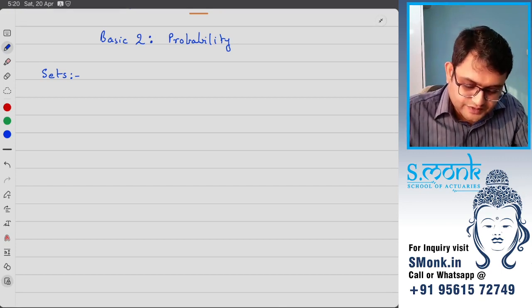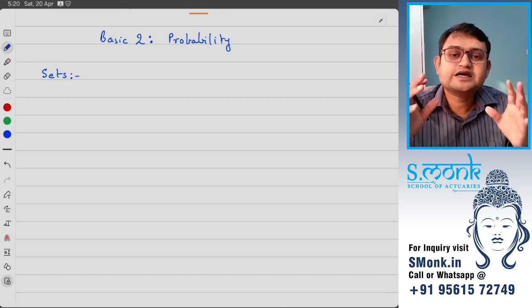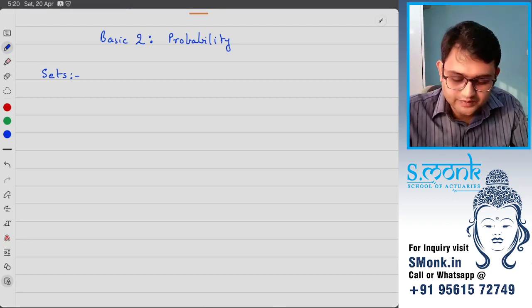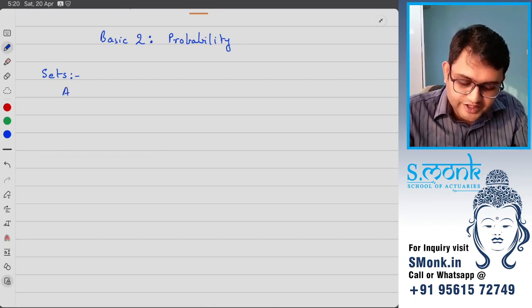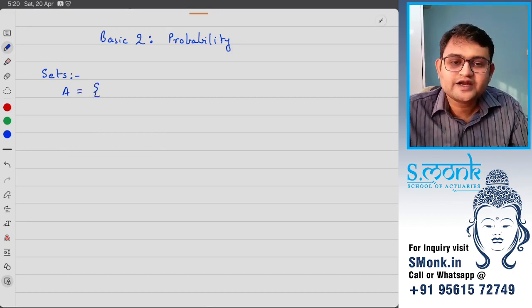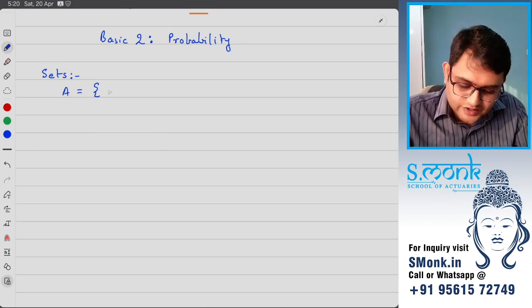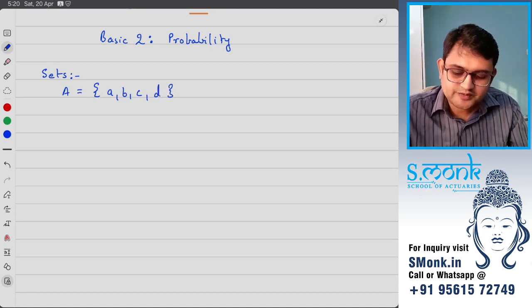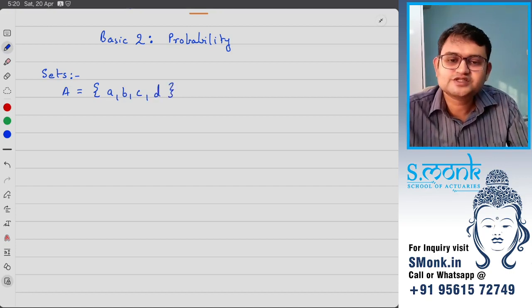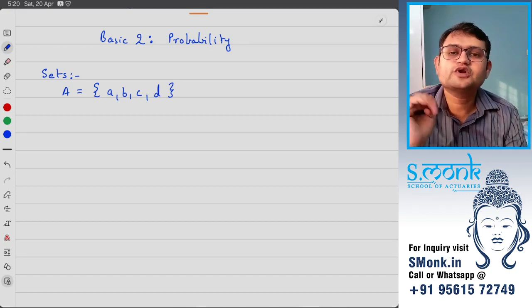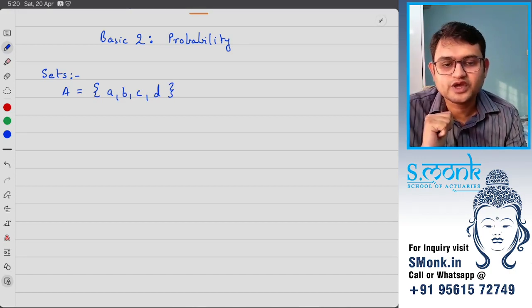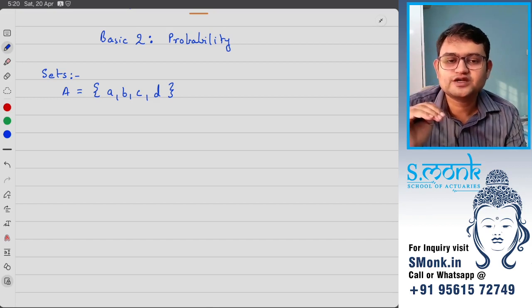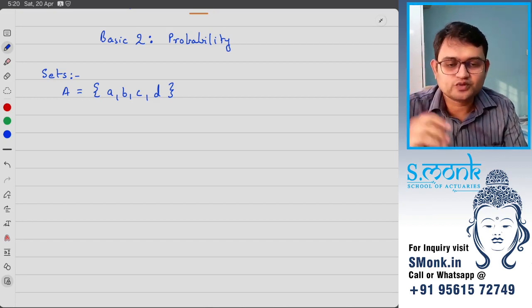So sets. Now a set is nothing but a collection of similar items. When I say a set, I always represent a set with a capital letter, and we write its items in curly brackets. So let's say I have A, B, C and D. This will be a set. We'll say this is the set of the first 4 letters in the English language. You can say it is lowercase letters, we can have uppercase letters, and so on.